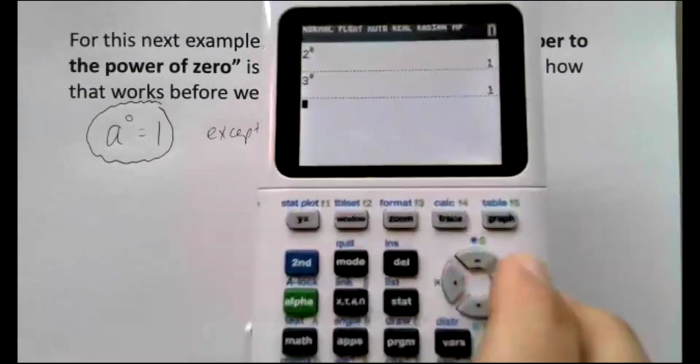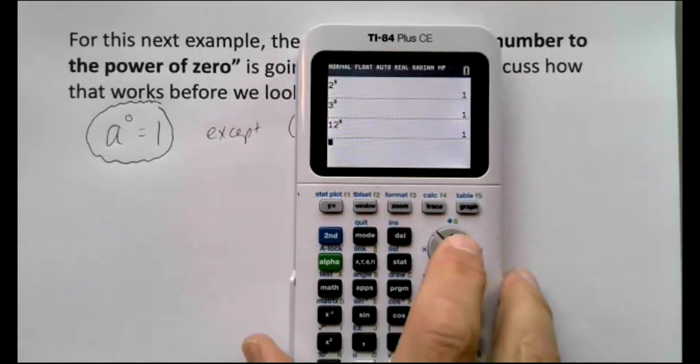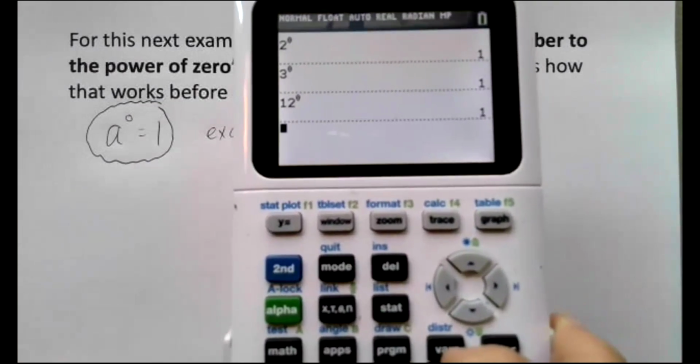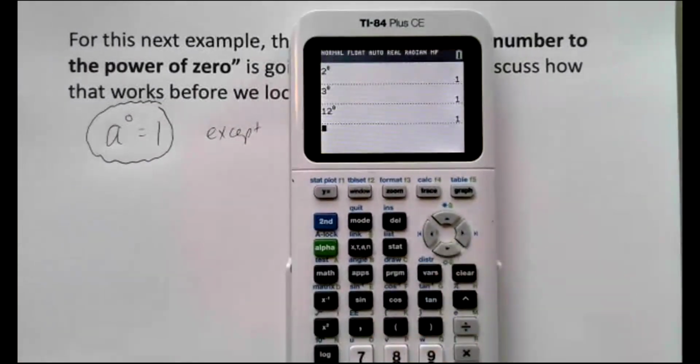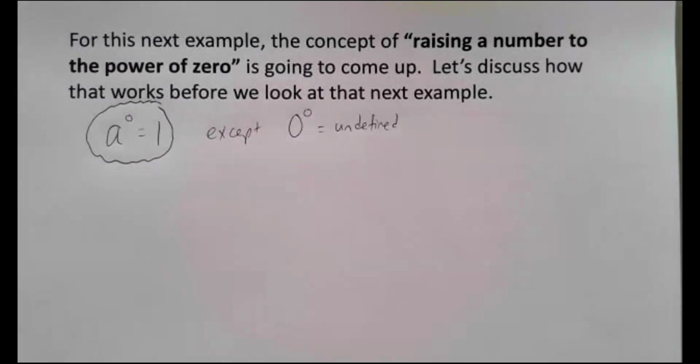3 to the power of 0 equals 1. 12 to the power of 0. Anything to the power of 0 is going to equal 1, unless you try 0 to the 0, then your calculator gets mad. 35 to the power of 0 equals 1. Everything to the power of 0 equals 1. And so it's just a rule. When I was younger, I knew the answer because that's what the rule said, but it still bothered me because I didn't really understand why. It didn't seem very intuitive.